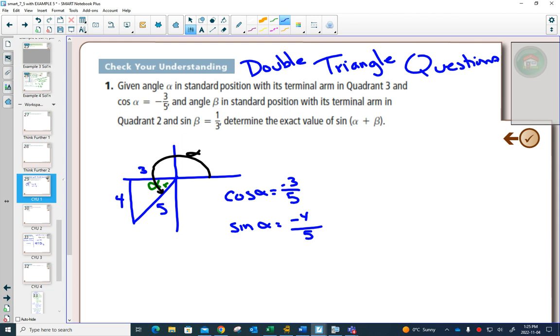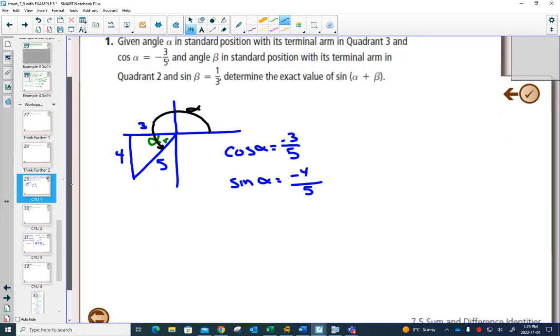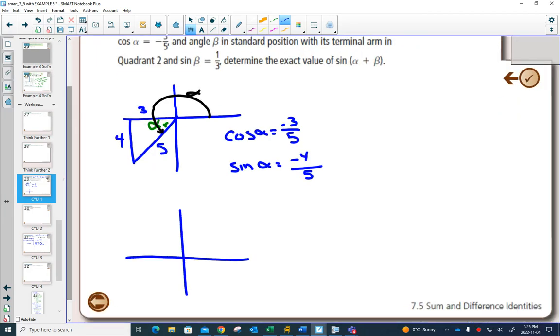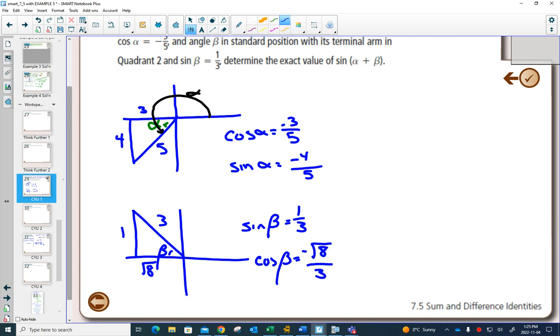It also tells us that the angle beta is in quadrant 2. So here's my second triangle in quadrant 2, label the reference angle for beta. And I know that sine of beta, which is opposite over hypotenuse, is 1/3. a squared plus b squared equals c squared would give me this side to be the square root of 8. So I know that sine of beta was 1/3, but now I know that cos of beta is -√8/3, because cos is negative in quadrant 2.